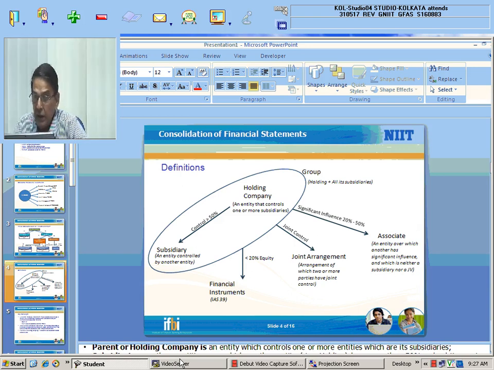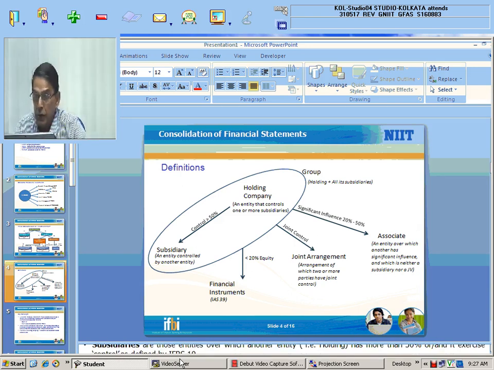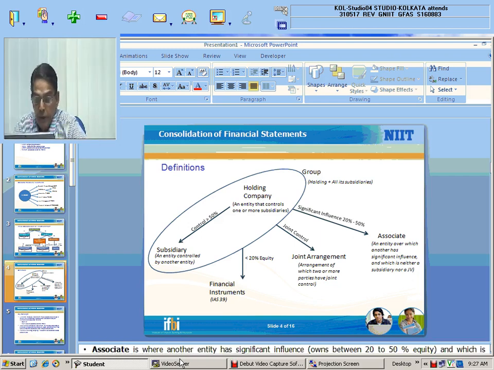Associate is where another entity has significant influence, owns between 20 to 50% of the equity shares, and which is neither a subsidiary nor a joint arrangement. So we'll see the definitions in more details in the next slides.